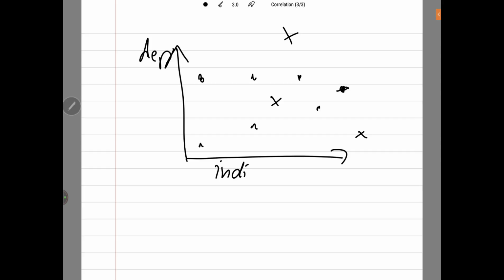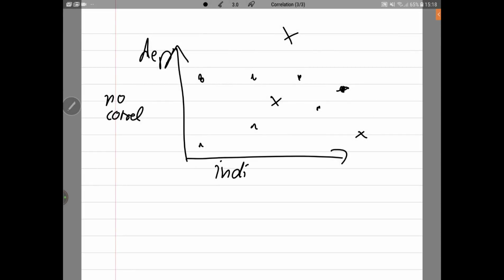Where the data points are just simply randomly scattered. In this case, you would probably say no correlation. Because whatever the independent variable does, the dependent variable doesn't care. That would be zero correlation.